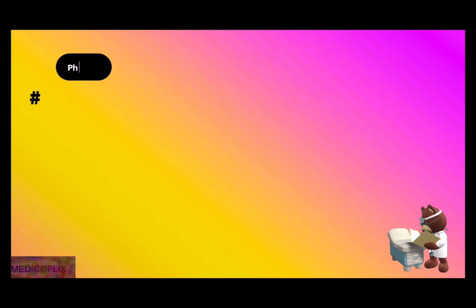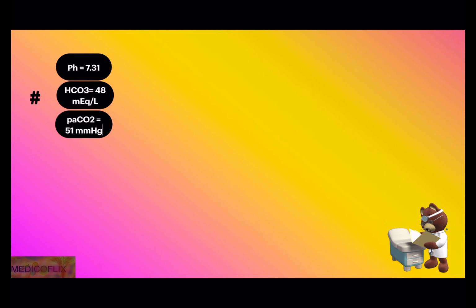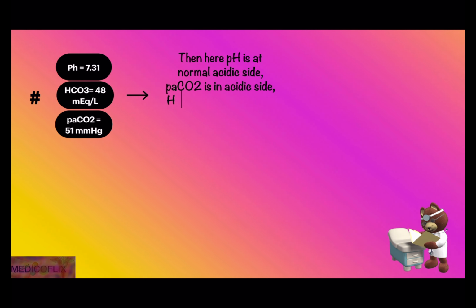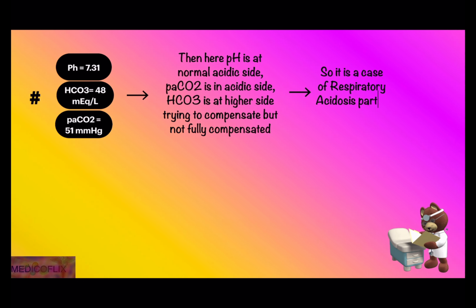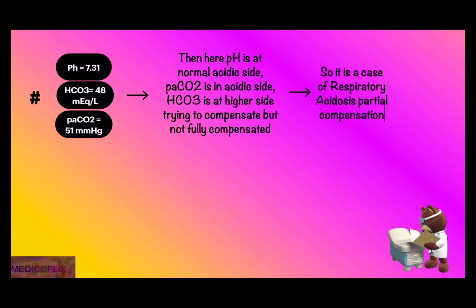So let's see an example where pH is 7.31, bicarbonate is 48 mEq per liter, PaCO2 is 51 mmHg. Then here pH is at normal acidic side, CO2 is on the acidic side, bicarbonate is at higher side trying to compensate but not fully compensated because pH is at acidic side. So it is a case of respiratory acidosis partial compensation.